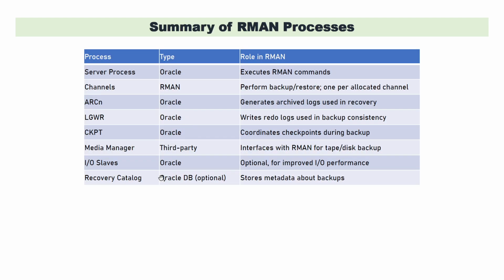So let's understand the processes. Server process: this is the process which executes the RMAN commands. Channels: RMAN performs backup and restore, one per allocated channel. ARCn: generated archive logs used in recovery. Log writer: writes redo used in backup consistency. Checkpoint: coordinates checkpoints during backup. Media manager: the third-party interface with RMAN for tape and disk backup. IO slaves: optional, for improved IO performance. Recovery catalog: optional, for storing metadata about backup. So these are some of the RMAN processes.